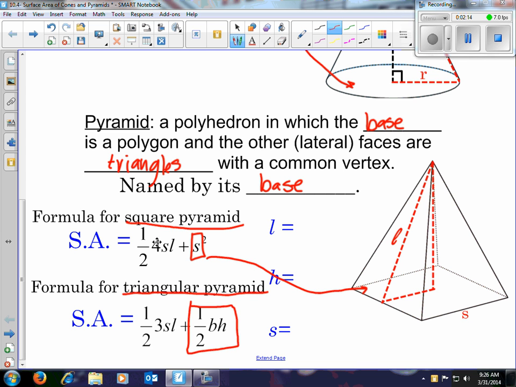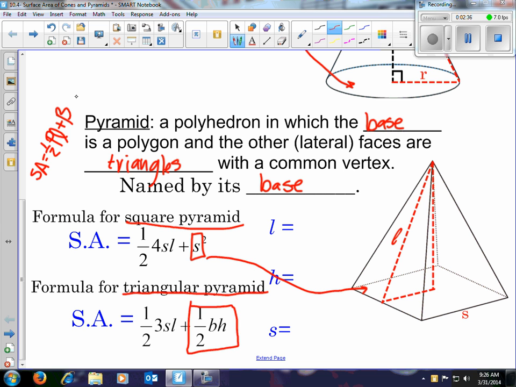Now, we also know that we have 4 times s. 4 times s is going to be my perimeter. That's why in my triangular one, it's 3 times s. So my basic formula for surface area for a pyramid is going to be 1/2 the perimeter of my base times the slant height plus the area of the base.